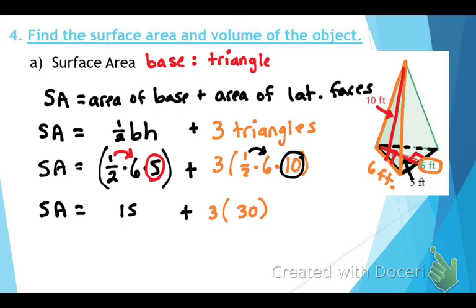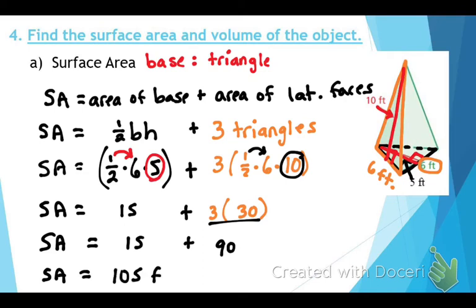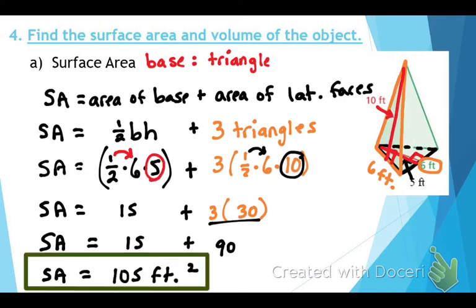All right, Gerard, what should I do next, according to PEMDAS? Multiply. Gerard, what's 3 times 30? 90. And now I'm adding up 90 plus 15. When I do that, Caleb, what do I get? 105 feet squared. Okay, and we are squaring the units because why? Surface area. Because we're talking about the area.